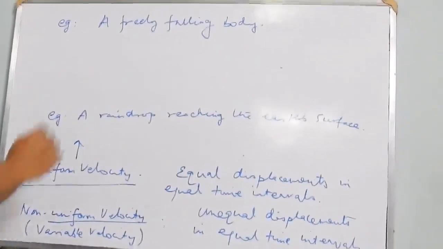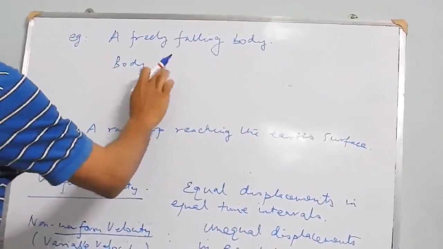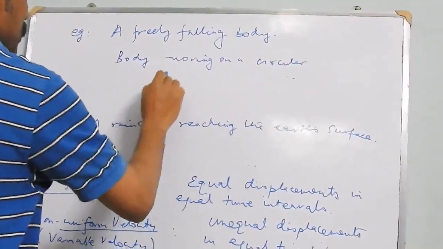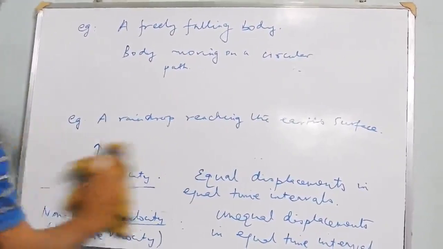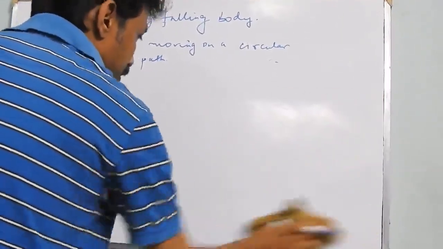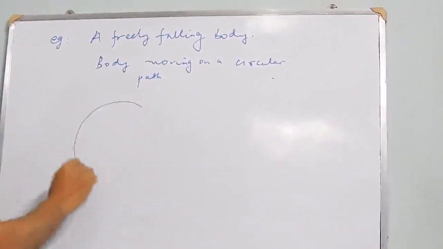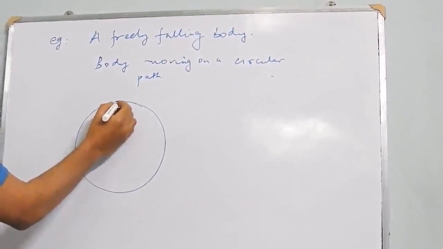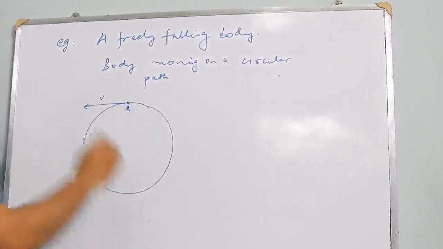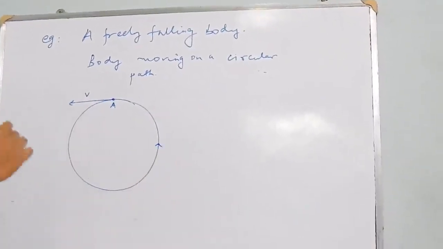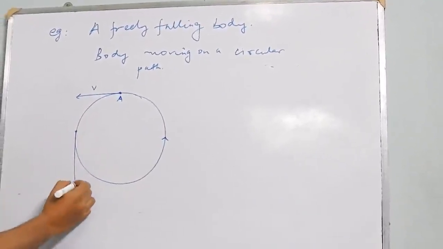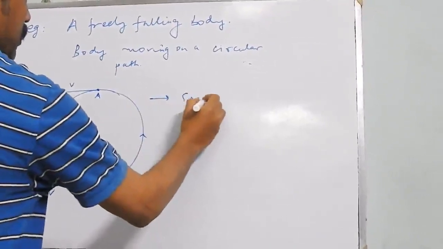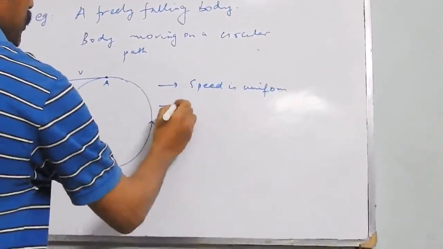In case of circular motion, a body moving on a circular path, the velocity is variable. Suppose the body is moving on a circular path in such a manner that at every instant of its journey, the velocity has the same value. Suppose the velocity is v at the point A on the circular path. Let me assume that the body is moving in an anti-clockwise manner. At some other point B, the velocity has the same magnitude v, but its direction is continuously changing, and so this is an example where the speed is uniform but the velocity is variable.